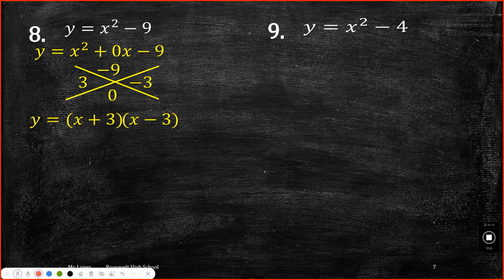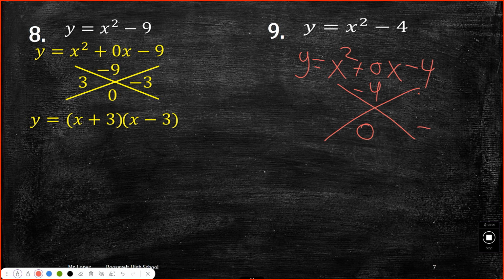Why don't we try it again? y equals x squared plus 0x minus 4, and we do this x and the middle number to the bottom, and negative 4. Two numbers that multiply to that and add up to this: 2 and negative 2. 2 times negative 2 is negative 4. 2 plus negative 2 is 0. So I'm going to put down x plus 2, x minus 2.